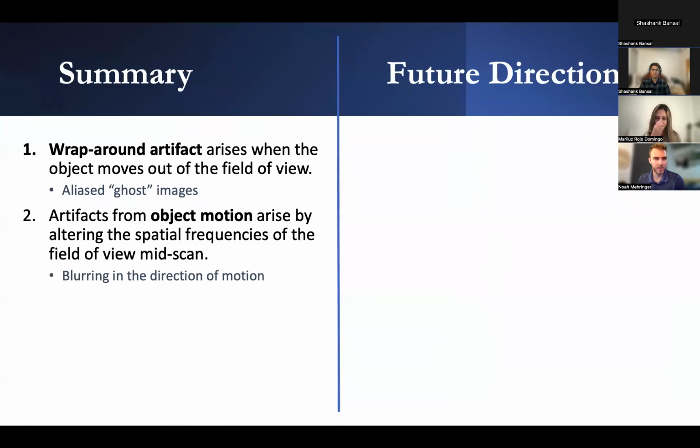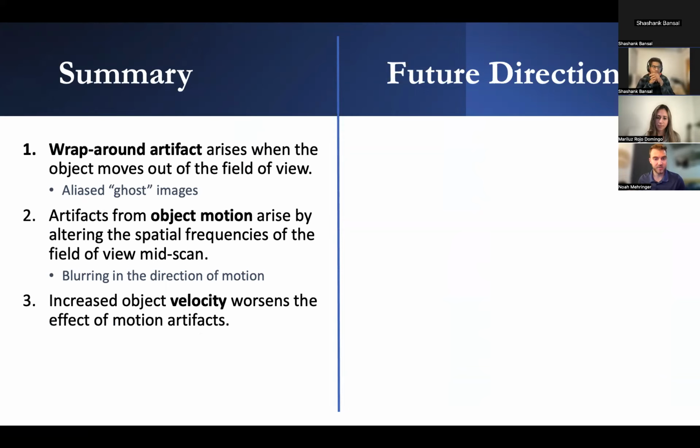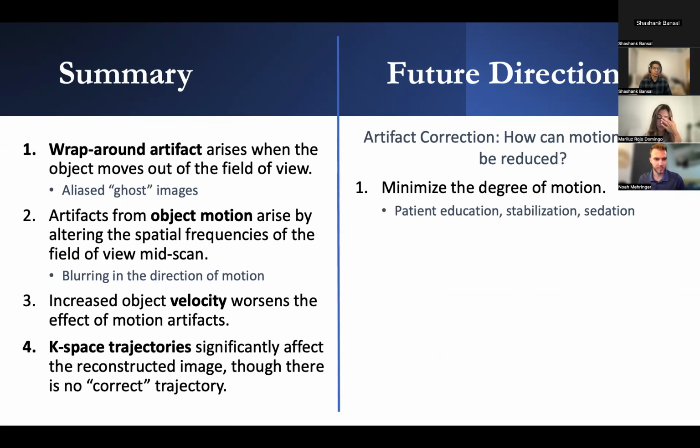Yeah, so in summary, we tested wraparound and motion artifacts. The wraparound arises when the object moves out of the field of view, and you see those ghosting images. And then when we applied motion to the objects, you saw blurring in the direction of the motion. We also saw that because the blurring is basically an altering of K-space as the scan is being taken, as you increase the velocity, it worsens the blurring. And also we started to show that K-space trajectories significantly affect the reconstructed image.